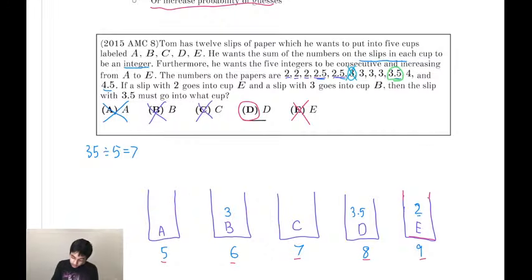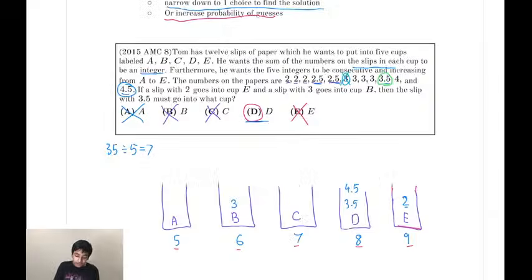And just to show that it works, if you put 3.5 in D, sorry, I marked it wrong here. So D does not have 3.5 already. I already marked 3.5 here. So if you put 3.5 into D, then you must put a 4.5 here in order to get a sum of 8. And we do have a 4.5. So D works, D is your answer for this problem.